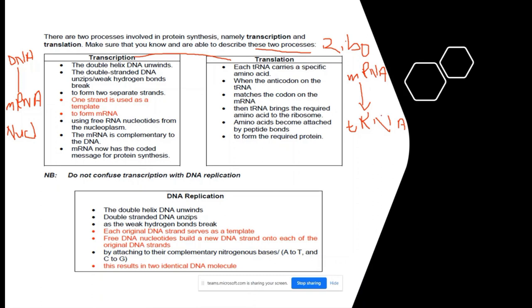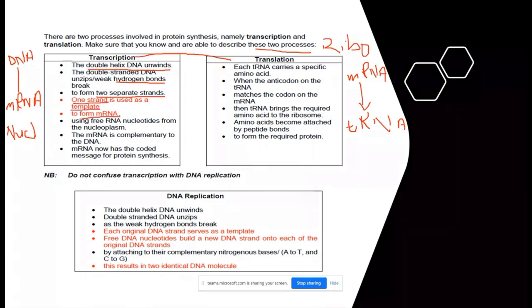Very important. And there you can see, remember, DNA is in a double helix. So you get a mark for the DNA unwinds. You get a mark for it, the hydrogen bonds break. And what happens to the two strands? They separate. But very important, this in red. Only one strand is used as a template to form RNA. And the RNA is complementary to DNA.